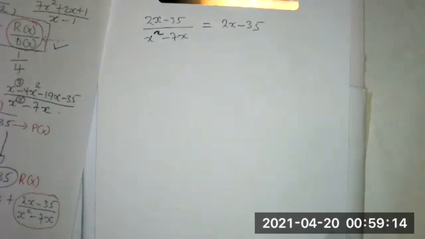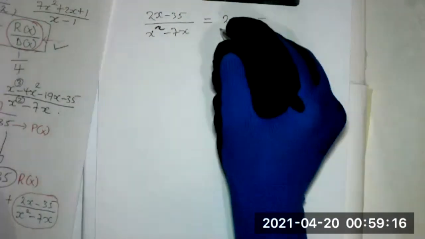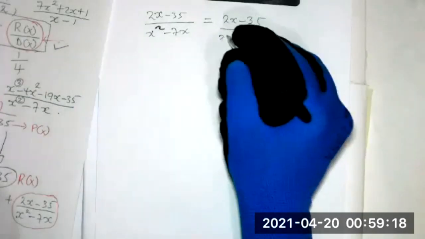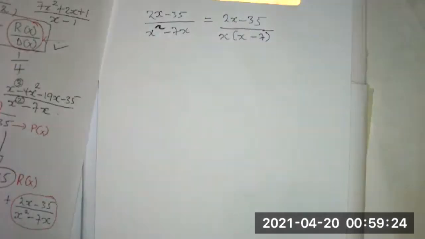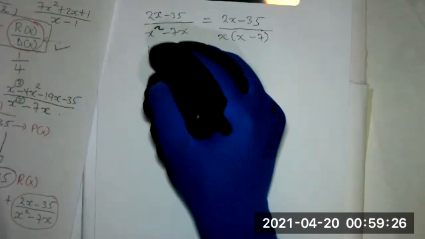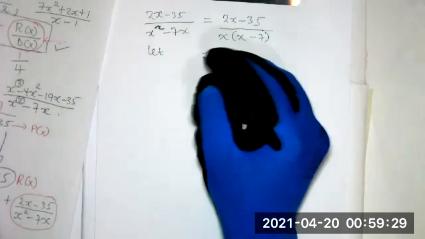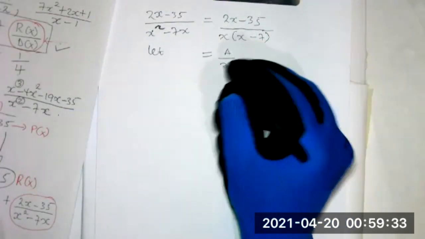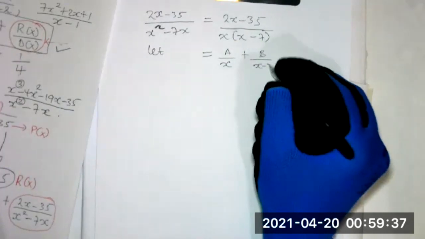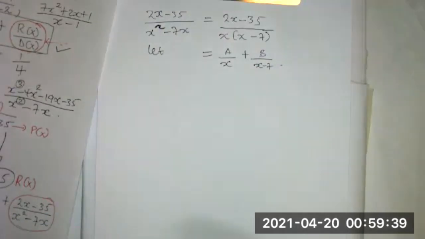This was not visible, I'm sorry for that. Divided by, then we factor out x minus 7. I'm sure we can see this is a candidate for case 1. Let that be equal to a over x plus b over x minus 7. So we can cross multiply.